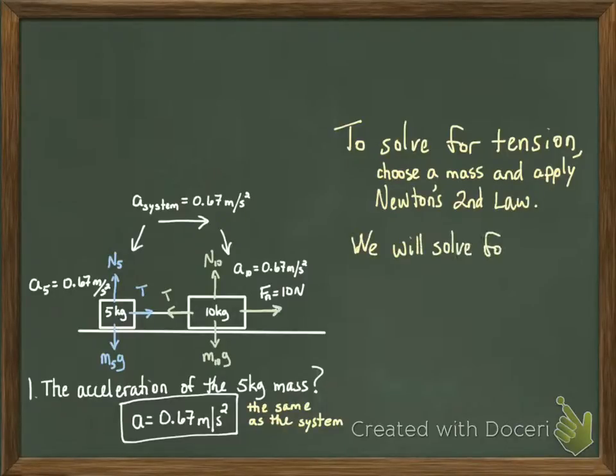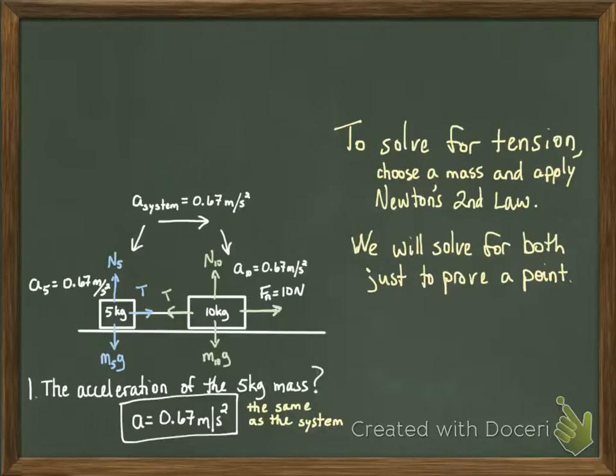Okay, F equals ma. We're going to solve for both just so that you can see that it is going to be the same. We're just going to prove that point. But here's what I would recommend. Choose the mass with the least number of forces. In this case, it's the 5 kilogram mass. There are only 3 forces, whereas the 10 kilogram mass has 4. I would recommend that you choose the one with the least number of forces.